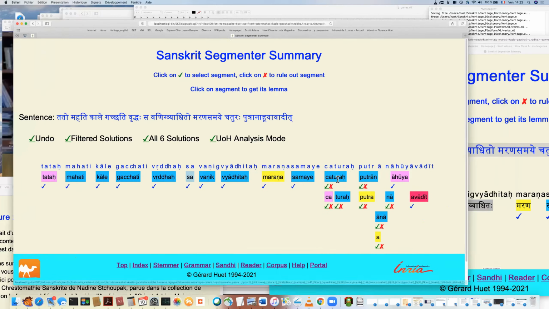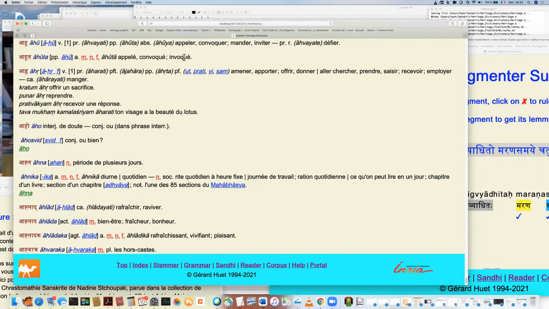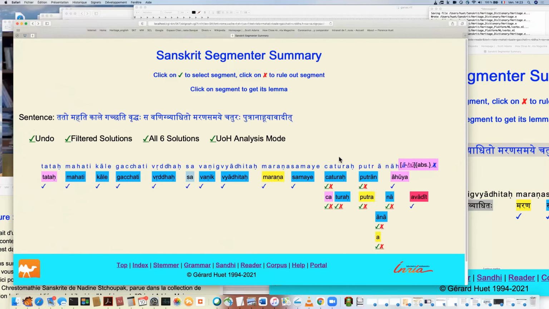And now we have this Ahuya, from hve, which is to invoke, to invite, and very often with the preverb a. So this is to call, to make a convocation, to invite. So on his deathbed, he invited who? His four sons. So again, Matsya, you take the longer one.